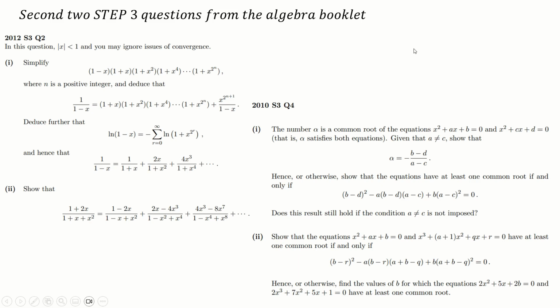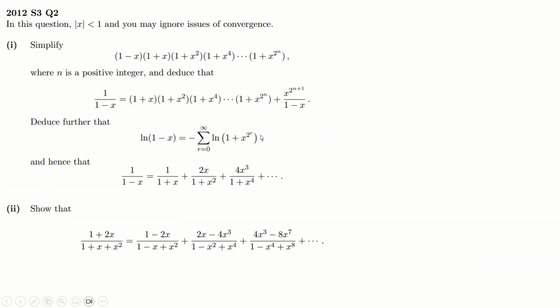So these are the second two step 3 questions from the algebra booklet. There's a really nice question here, just doing some nice algebraic fractions and multiplying with brackets and things like that. It's pretty nice. This is a horrendous question that I don't want to do. But in any case, we have done it.